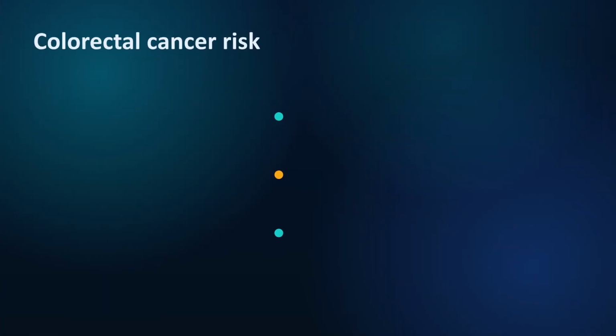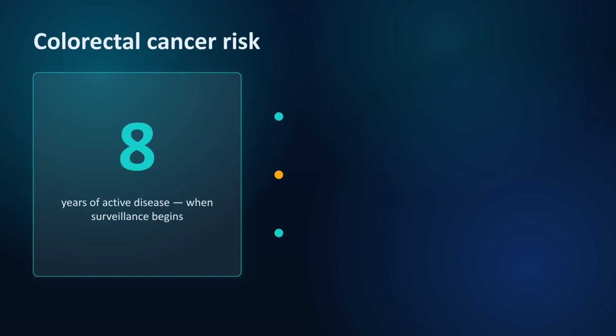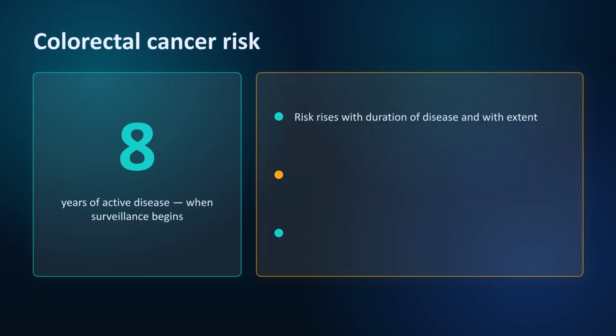Now cancer risk. Patients with ulcerative colitis have an increased risk of colorectal cancer and dysplasia after 8 years of active disease. That 8-year mark is when surveillance colonoscopy begins. Risk rises with the duration of disease and with the extent of colon involved. So a patient with pancolitis carries more risk than a patient with proctitis.